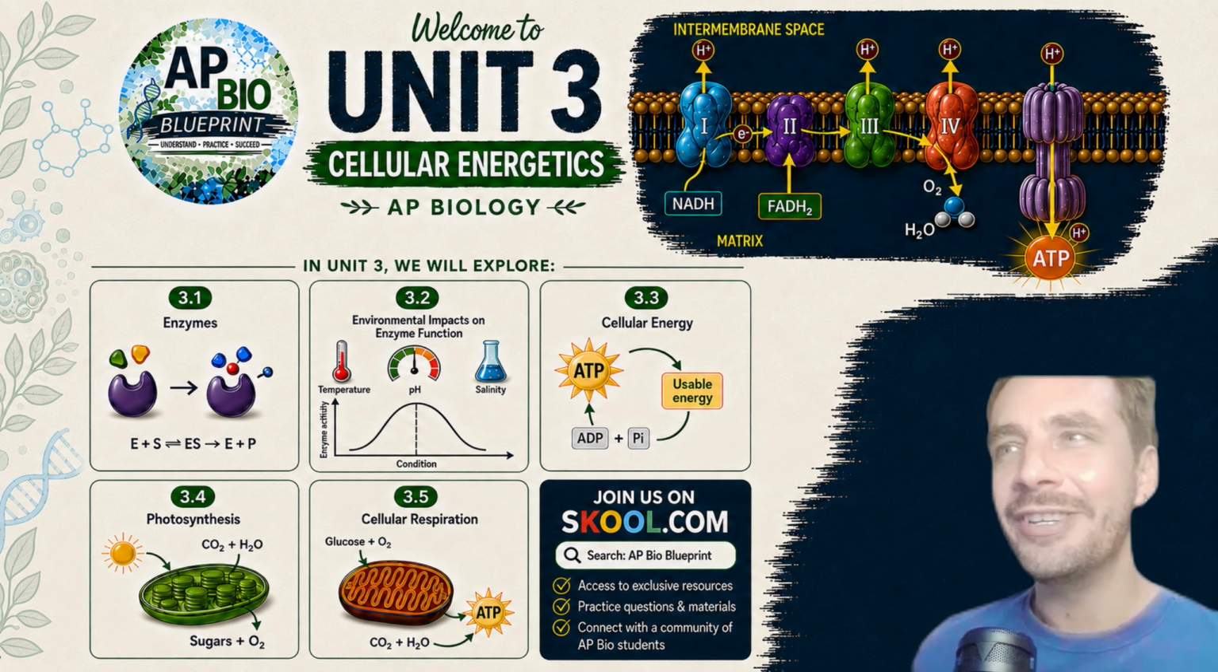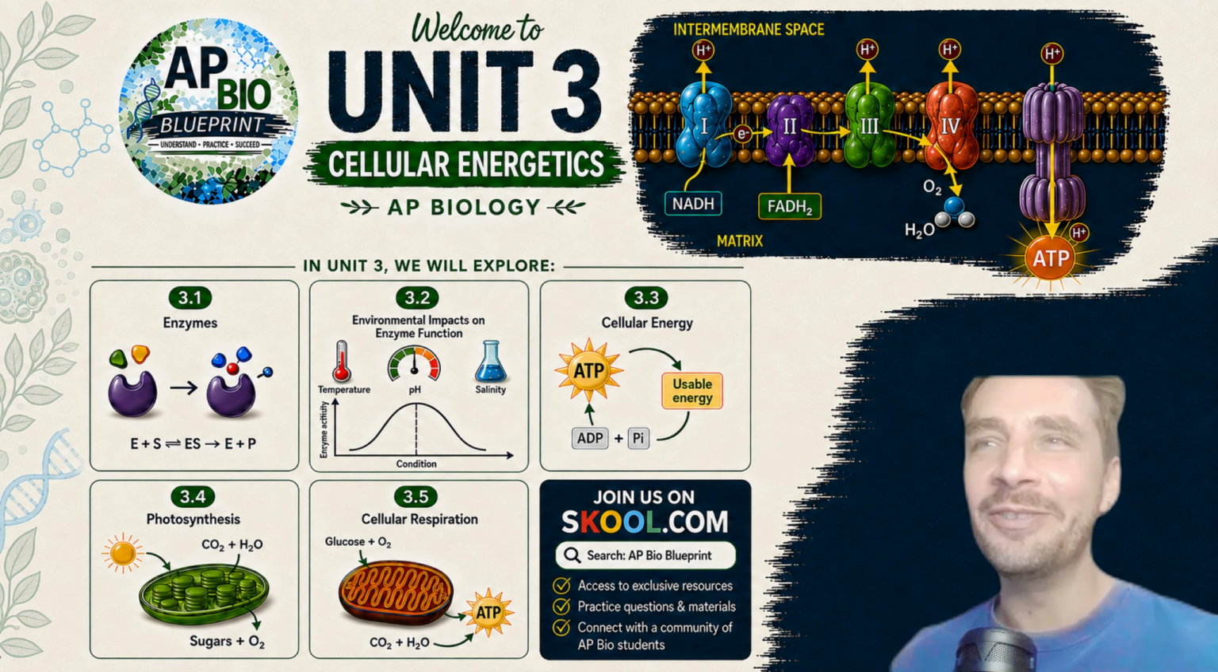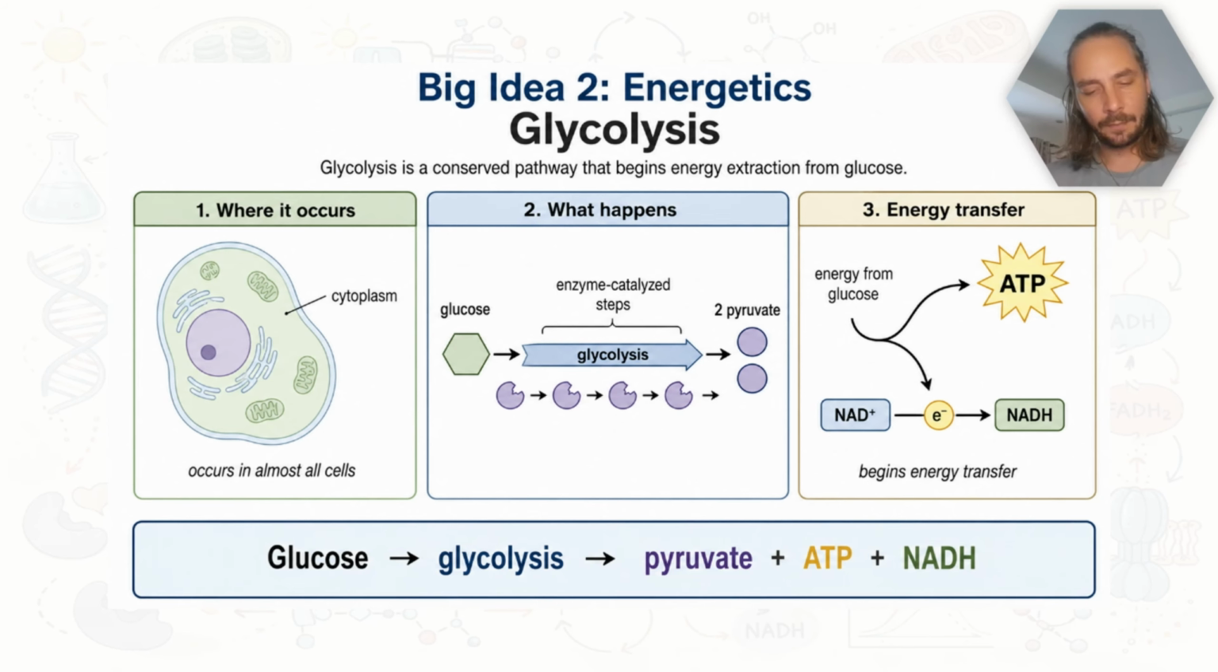Welcome to Unit 3, and in this unit, you'll learn everything you need to know for cellular energetics. The big idea here today is we're going to talk about where glycolysis occurs, and it occurs in the cytoplasm of cells. And it occurs in almost all cells. That includes bacteria, humans, plants, animals, all of it.